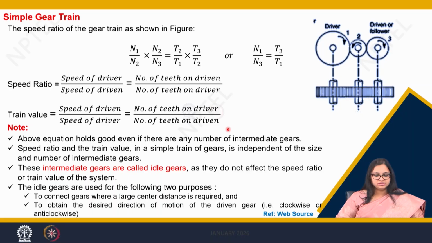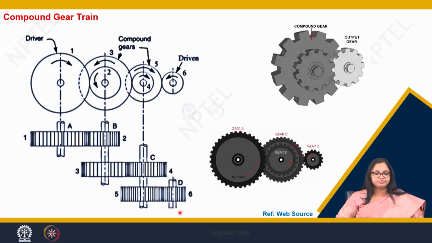Well, there are certain things that we need to understand. The intermediate gears here are called the idle gears, as they do not have any effect on the speed ratio. And when do we use this kind of idle gears? When we have to connect two gears which are at a larger distance from each other, or else we have to obtain a desired direction of the driven gear, as has been explained in the previous slide.